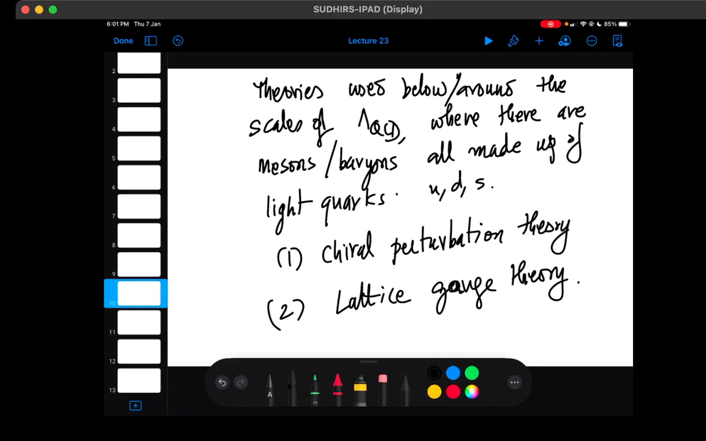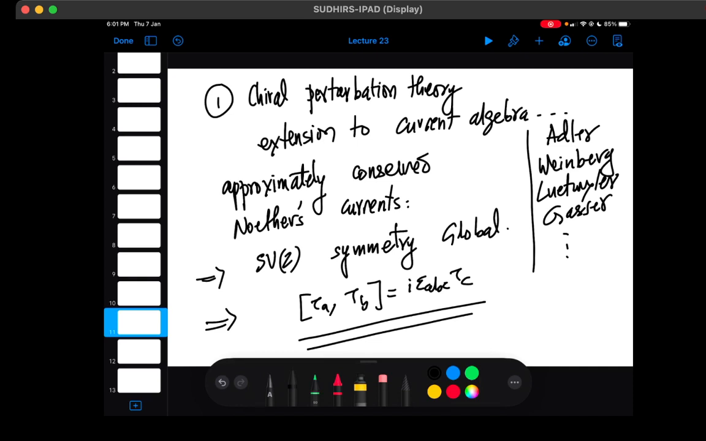So these are the two main competing theories: chiral perturbation theory and lattice gauge theory. As I was saying, the first one, chiral perturbation theory, is an extension of something called current algebra. Current algebra starts with the idea that we have approximately conserved currents, like for example the flavor symmetry currents which we have seen, either in terms of isospin, which is SU(2), or in terms of SU(3), and the generators of those global symmetries satisfy these commutation relationships.